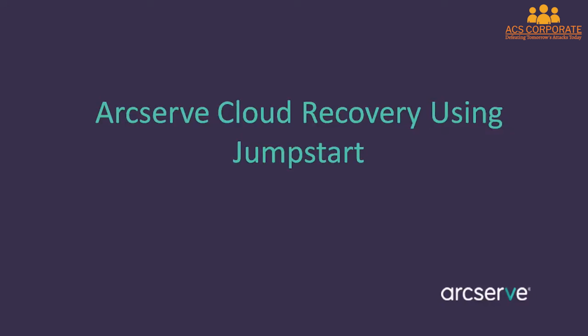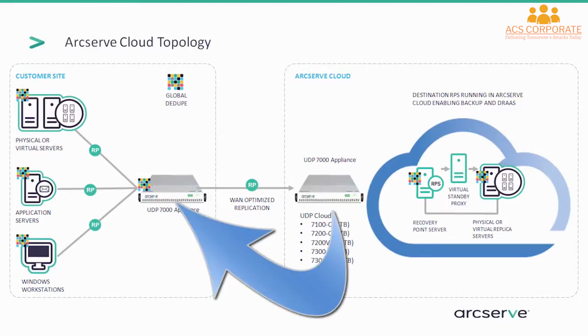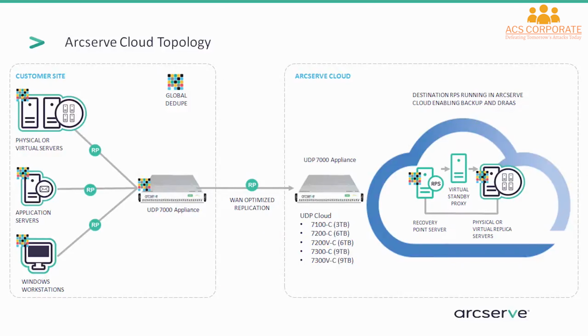Some customers may opt to leverage off-site and compliance regulations to the Arcserve Cloud and plan to recover locally in the event of a complete failure. In this case, a ticket is opened with Arcserve support. An export of the customer's data is done to a removable drive and is sent to the customer. The customer can use Jumpstart to import the data to their local Arcserve UDP server and then use the recovery points for local recovery.